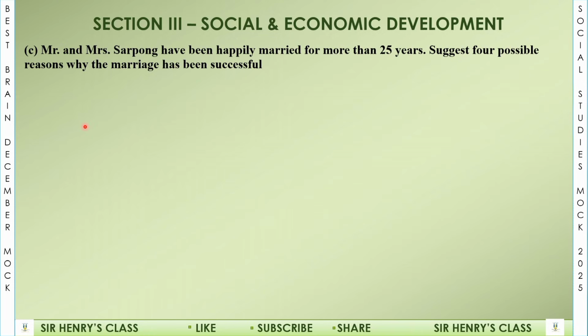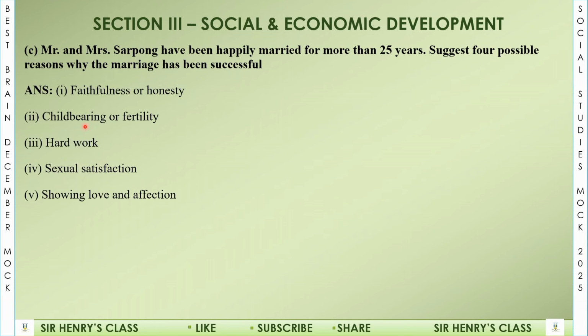C says Mr. and Mrs. Sapon have been happily married for more than 25 years. Suggest 4 possible reasons why the marriage has been successful. So 1, probably due to faithfulness or honesty. They are honest to themselves.